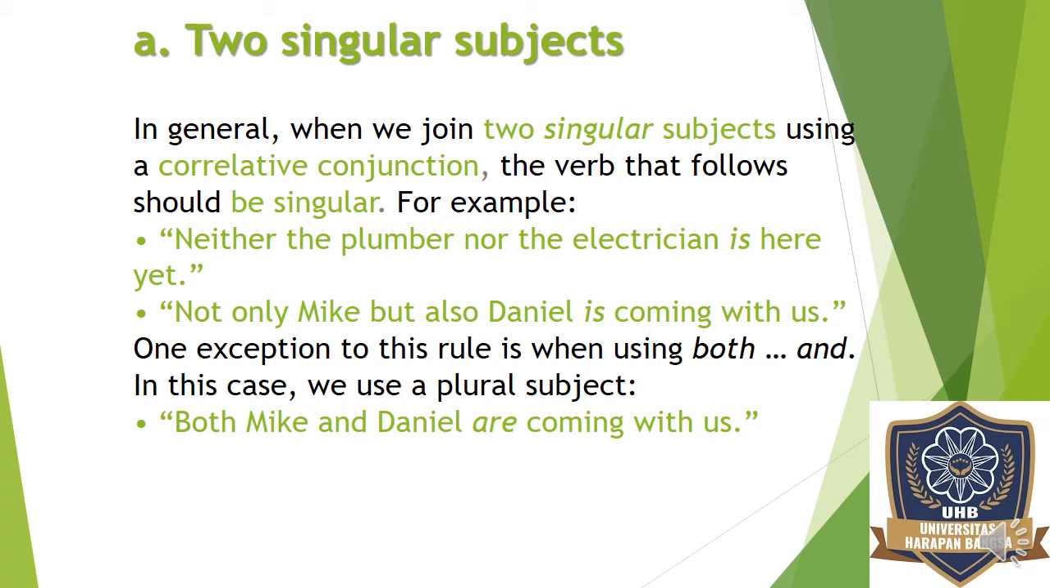The verb is. One exception to this rule is when using both and. In this case, we use a plural subject. Karena dalam bahasa Indonesia, both itu artinya keduanya, more than one. Both Mike and Daniel are coming with us. Kalau dalam kalimat ini tidak mengacu kepada subjek yang paling dekat dengan kata kerja, tapi pada dua subjek tersebut. Apa subjeknya? Mike dan Daniel, sehingga to be yang digunakan adalah are.